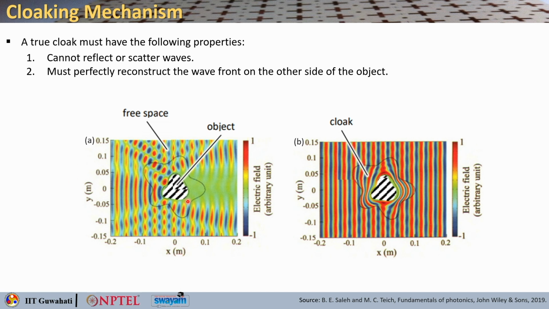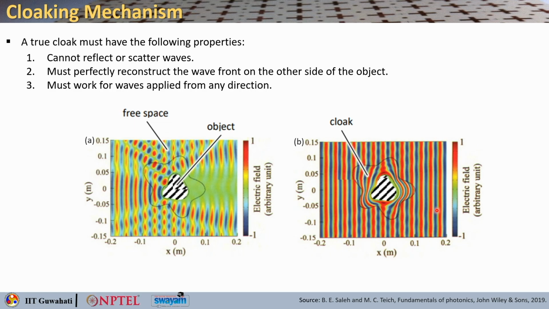So, this is without a cloak: you see just an object in free space, and the waves are getting distorted, giving you the signature that the wave is present here. This is the scattered wave that you see here, this one and this one. But here you see it is completely the same. It is able to reconstruct the wavefront. So, the wave is not disturbed at all by this.